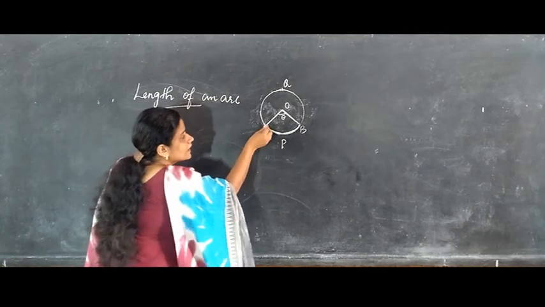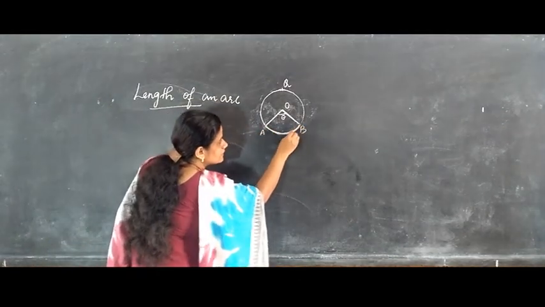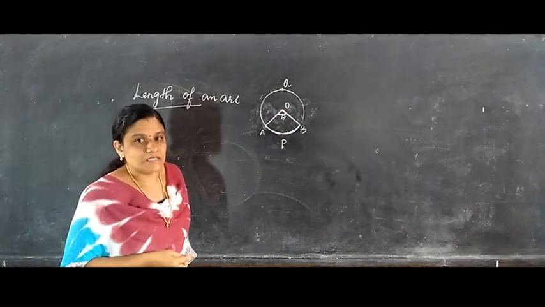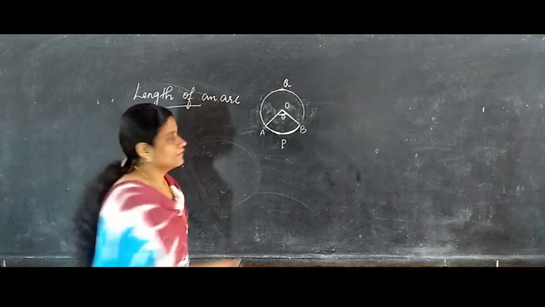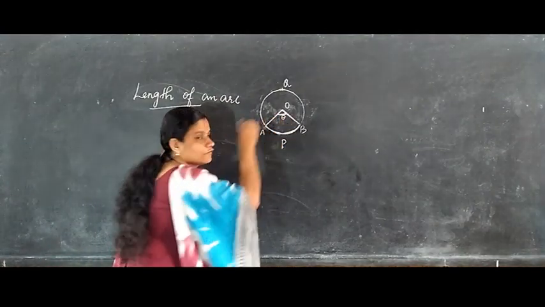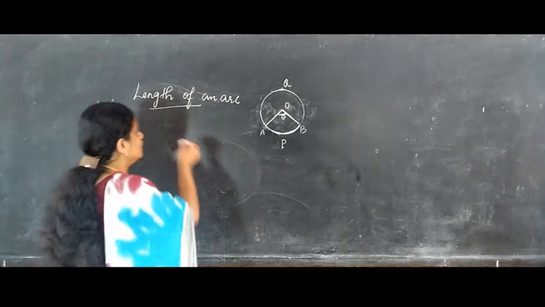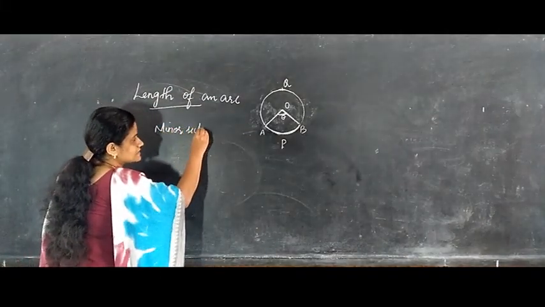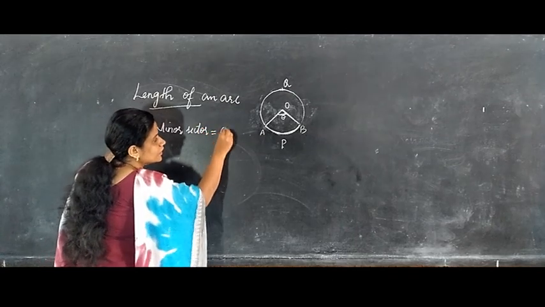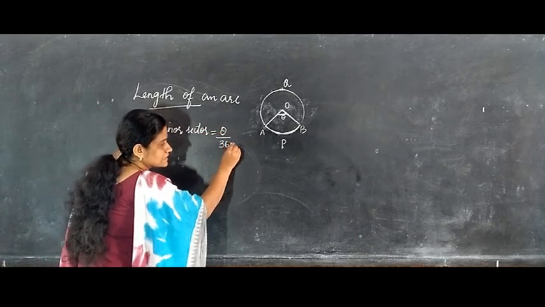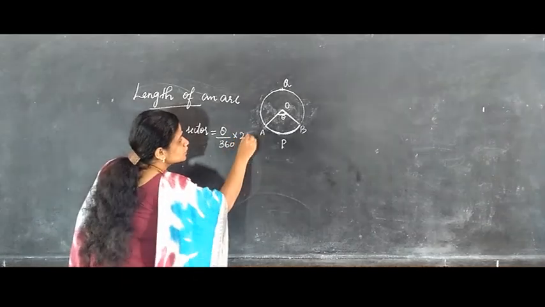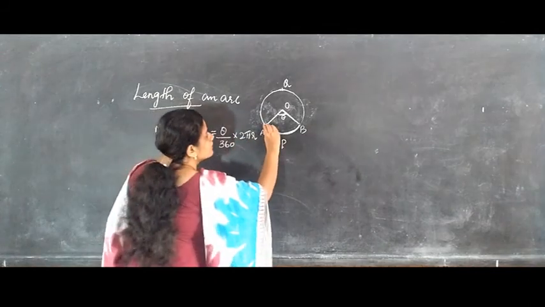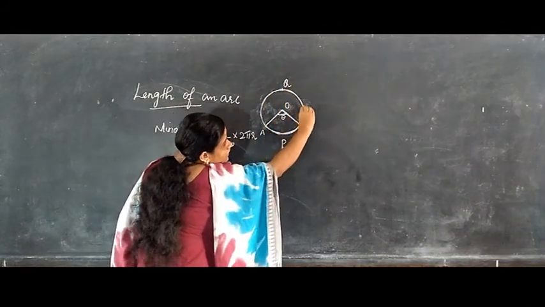So here this length is for this angle theta. Out of 360 degrees, we are going to consider only theta. So the length of an arc of a minor sector is equal to theta by 360 into 2 pi r. Now in the case of a major sector, the arc of a major sector.